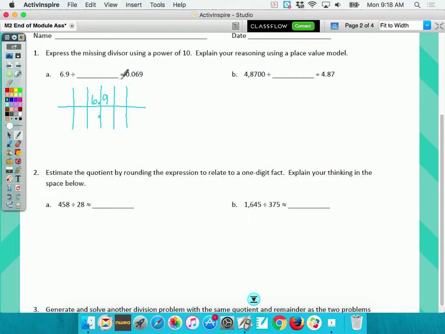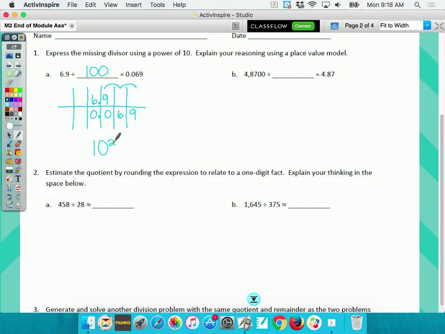And then do you see what my answer is going to be? Put that on the second row. So you're just copying right from this problem, aren't you? Okay, now how many place values did my 9 move? Twice. So what power of 10 would have 2 zeros? 100. Okay, that's all you do. 10 to the second power.